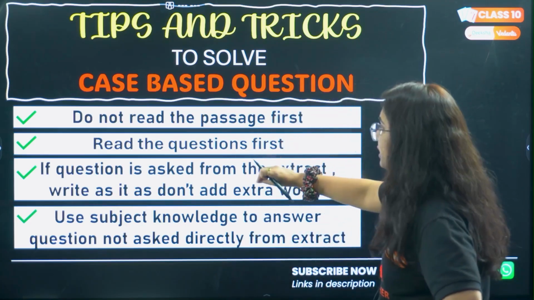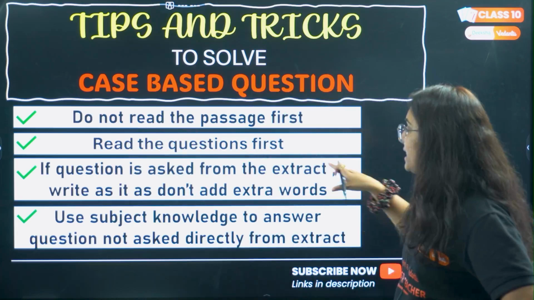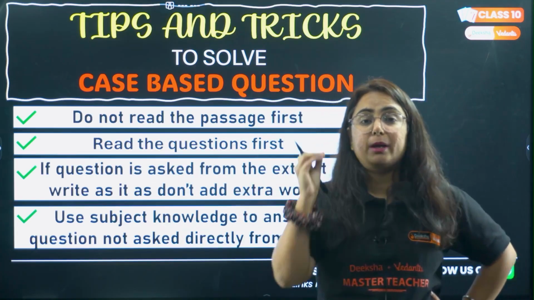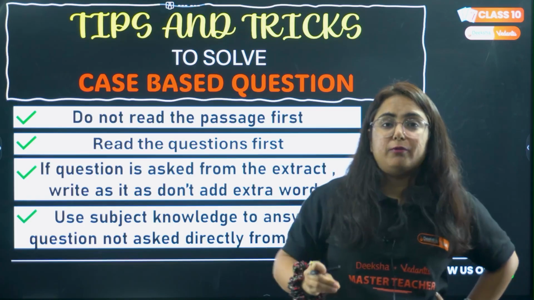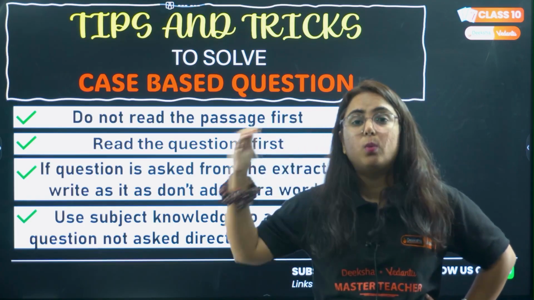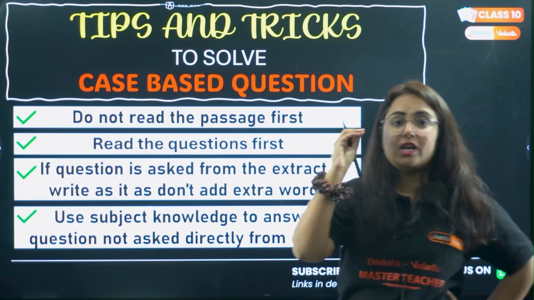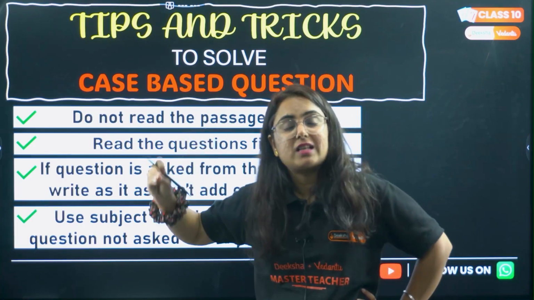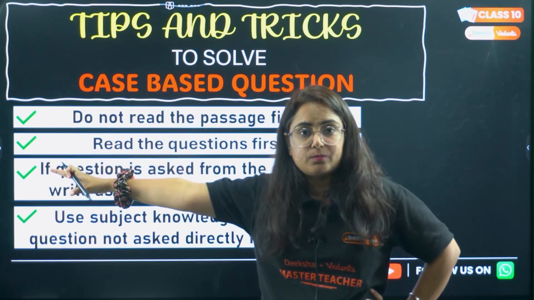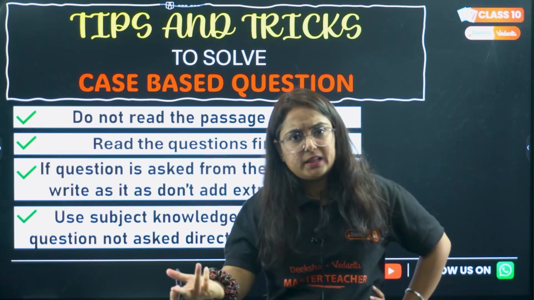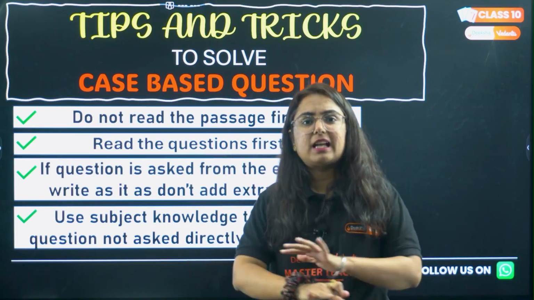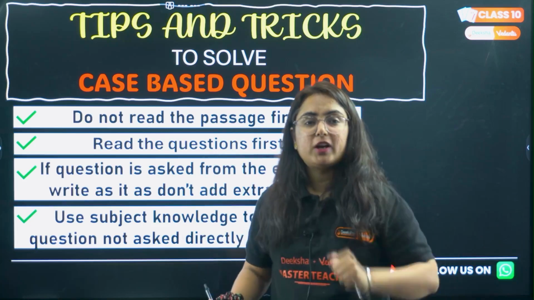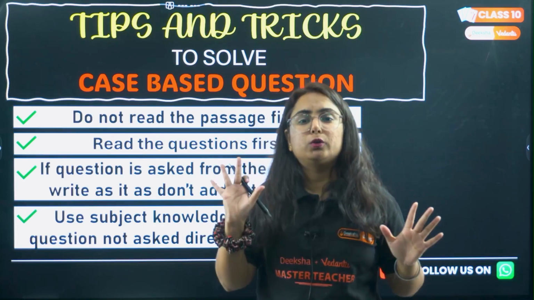The next important thing, if a question is asked from the extract, write as it is. Don't add extra words. This I am regularly speaking in my videos. If there is a 1 marker question asking which country was the first country that started the culture of print, what do you need to answer? China, that's it. Why do you need to read the extract for this question? Get my point or not? So this is what you want to do, okay?